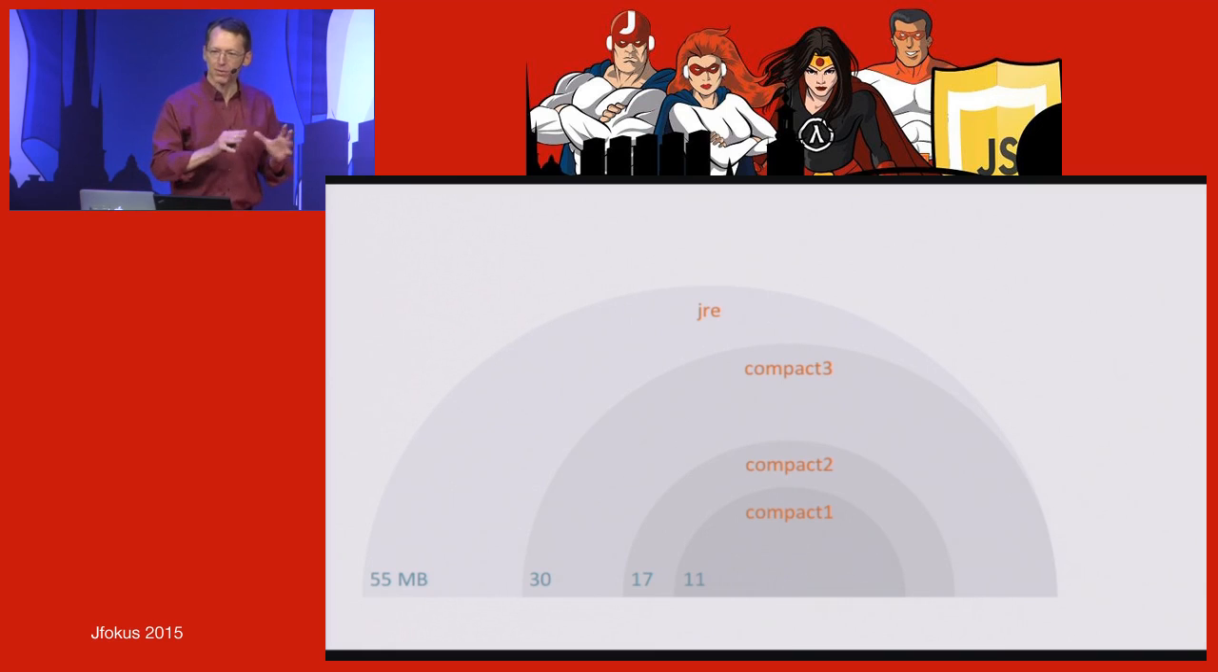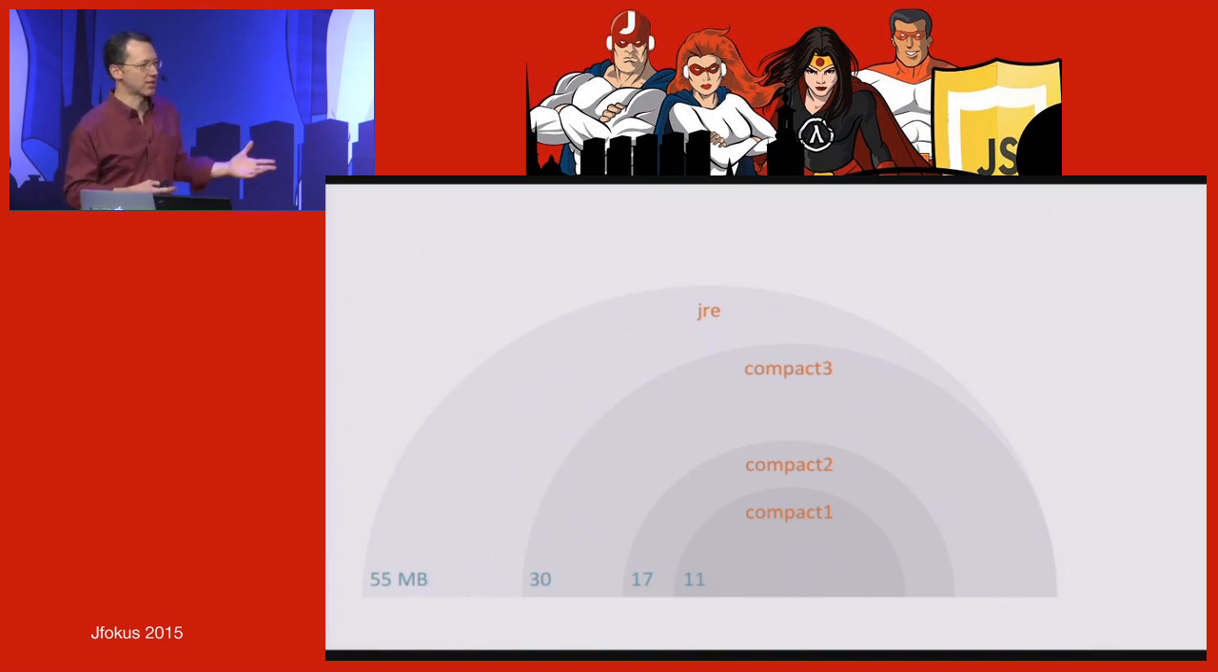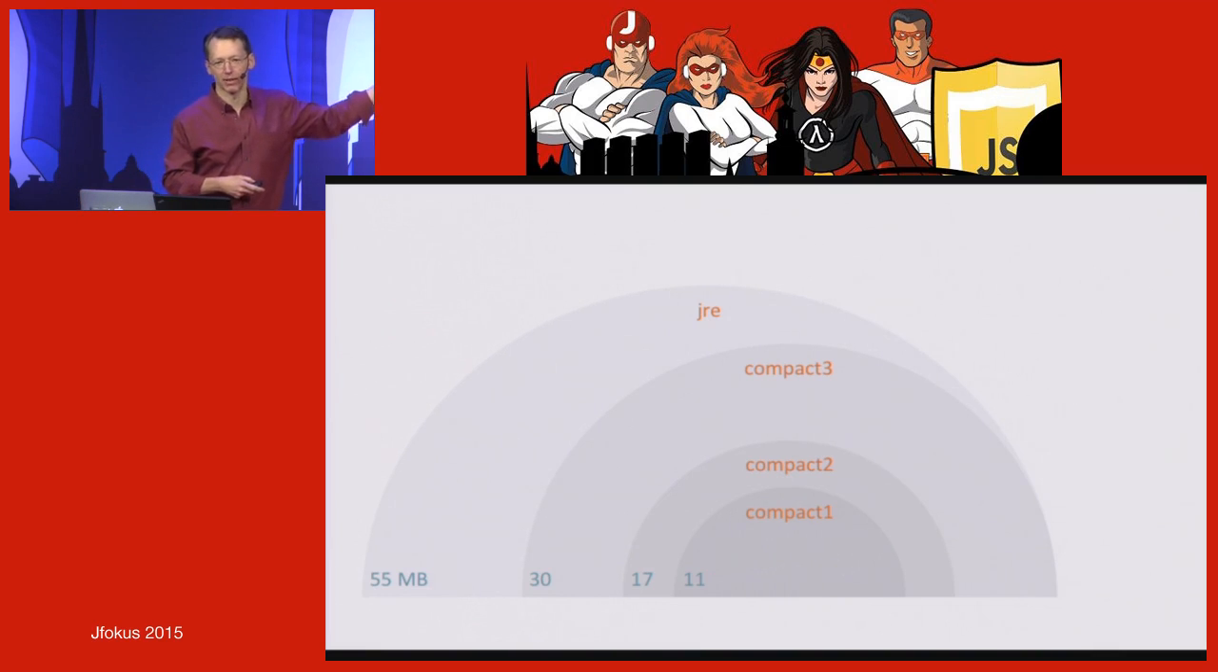Okay, so that's where we went so far. But the thing is, compact profiles help, but they're just sort of an okay solution. They're not a great solution. If you have an application that needs just one package from Compact 3 and otherwise is content with Compact 1, then, well, gee, now you have to carry around 30 megs when 11 and a little bit would have done the trick.